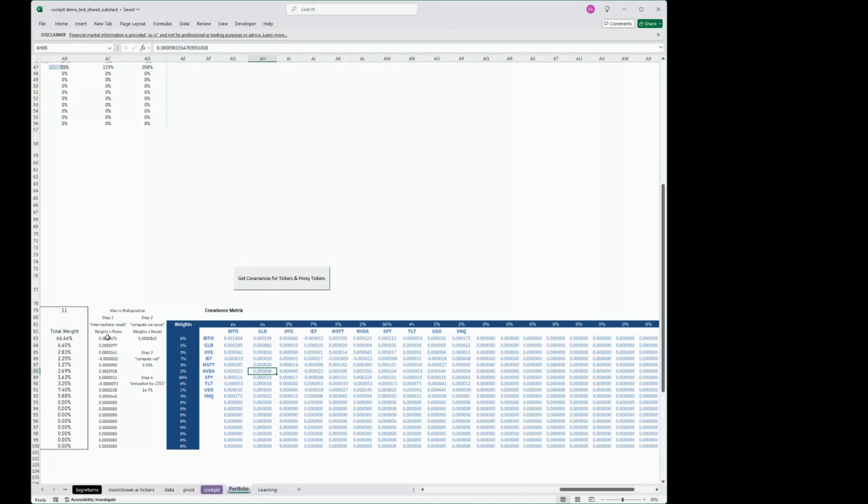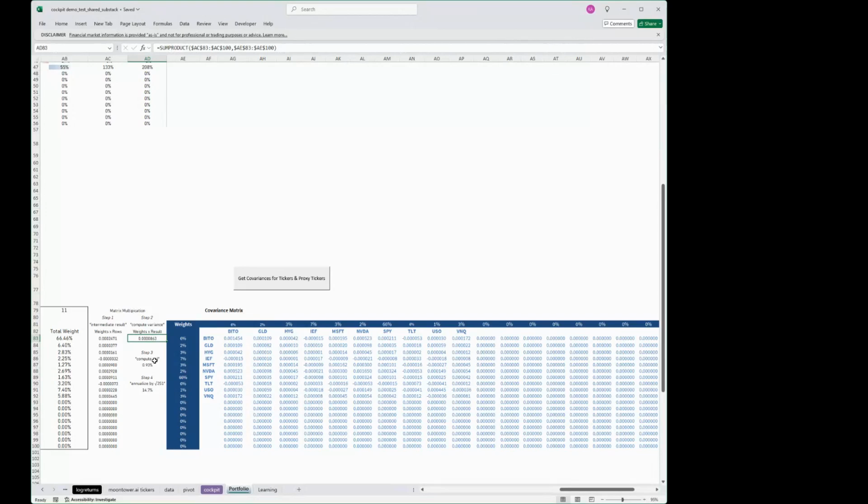Then we take the intermediate result and we multiply it, and then we just sum product this intermediate result with the weights once again. And that gives us this. And this is the variance. So step 2 is we've just computed the variance of this portfolio based upon the 3-month covariances and realized vols.